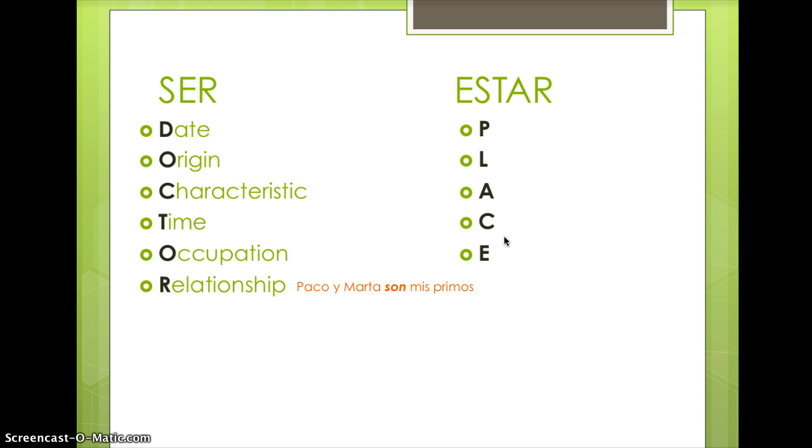All right, estar, P-L-A-C-E, and the P stands for position. So the pencil is on top of the table. Position and location are similar, but position is like on top of, underneath, in front of, on the side of, below, things like that. And location is more like in my room, on the street, at the bank, things like that.